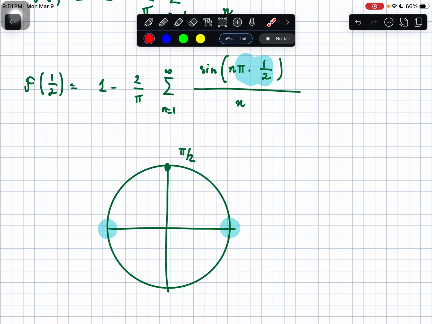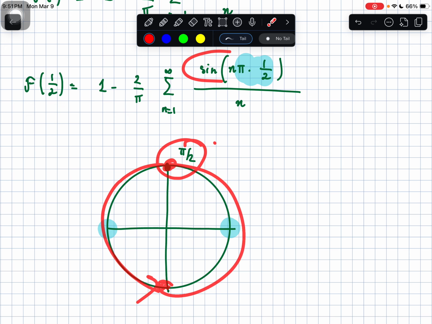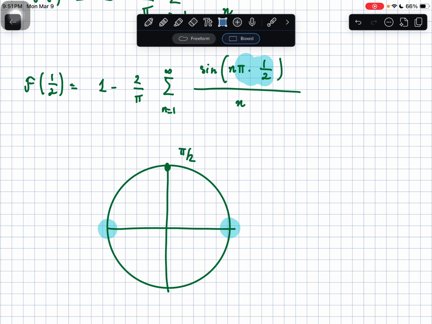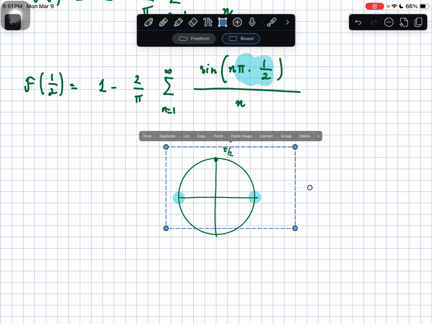And when n is odd, we have 1 pi over 2, which gives us plus 1. 3 pi over 2, which gives us minus 1 for psi. 5 pi over 2, 7 pi over 2. So these satisfy what we want.